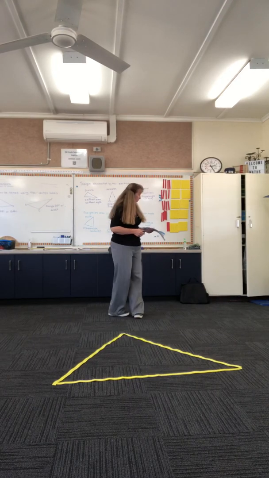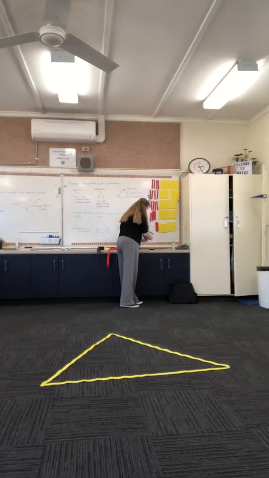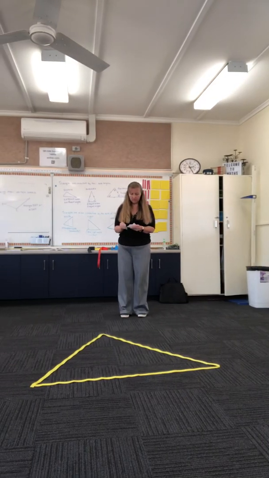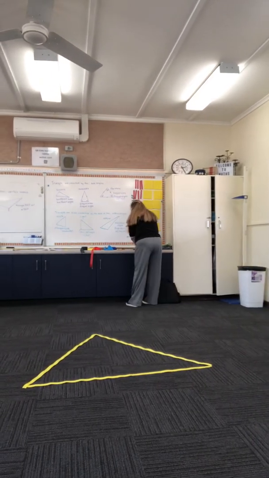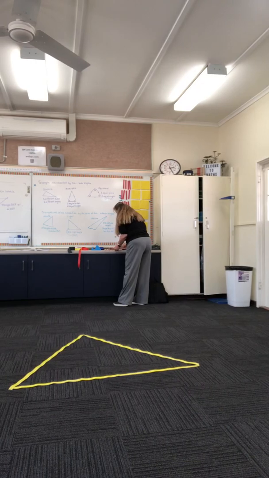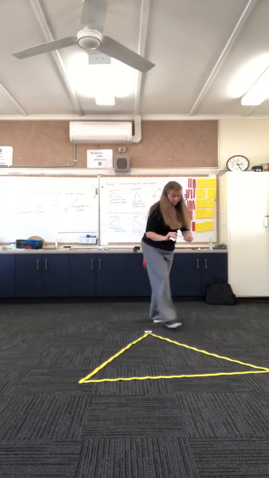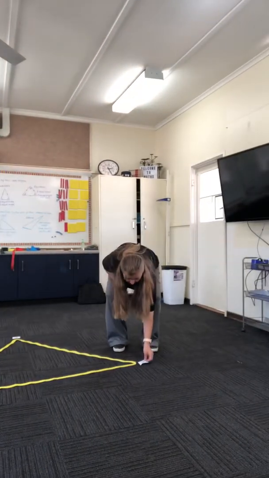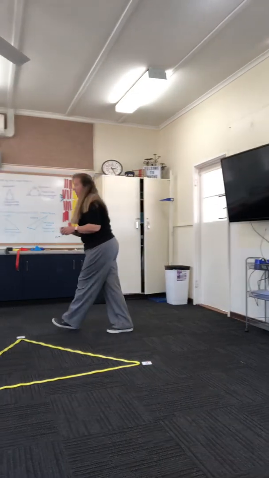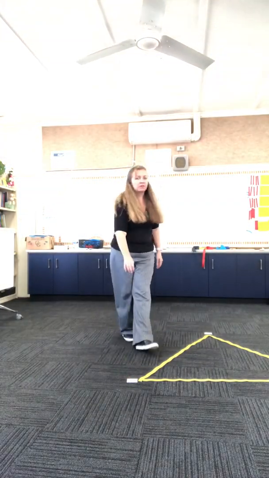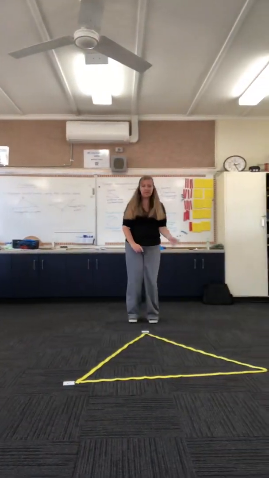Ordinary triangle, what I'm going to do first of all is to label the vertices of this triangle. Angle A, angle B, and angle C. Okay, so we have our triangle. We've labelled the vertices A, B, and C.